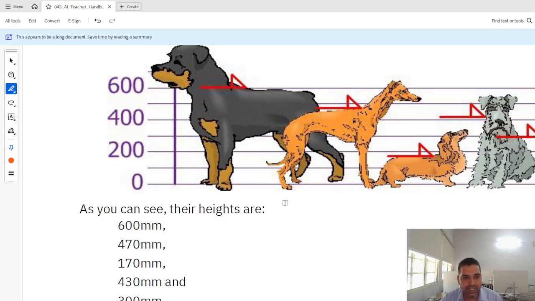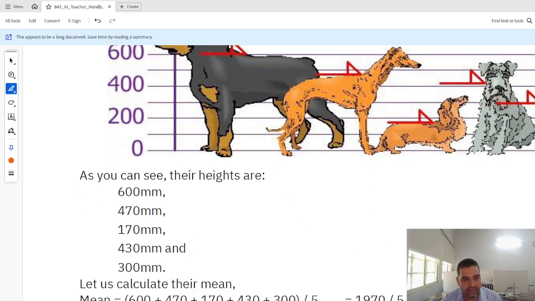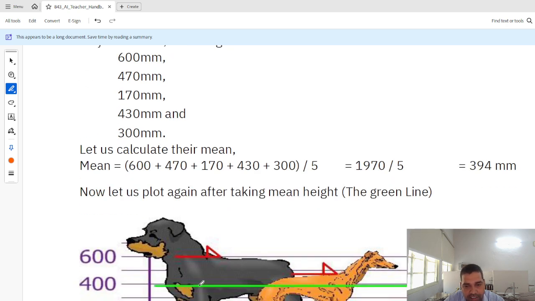Now we calculate their mean height. We add all these heights and divide by the number of dogs, which is 5. So we got the mean height as 394 millimeters. Now we plot this 394 millimeters on the graph with this green line. The green line represents 394 millimeters.